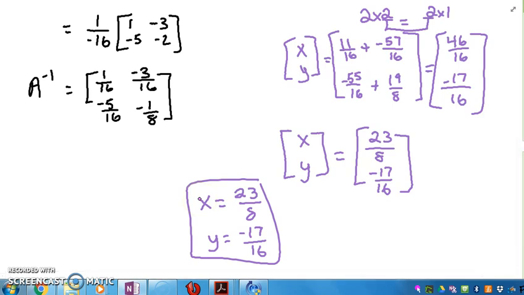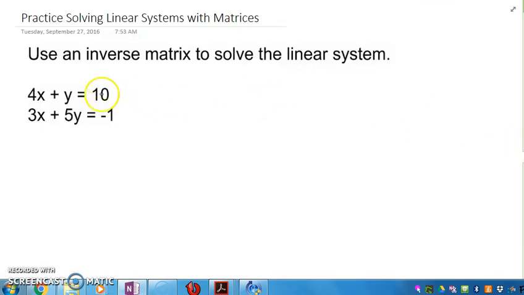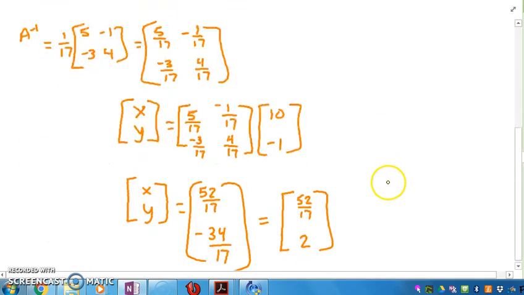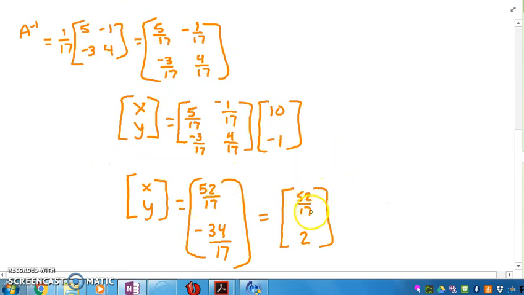Okay, so X is equal to 23 over 8, and Y is equal to -17 over 16. So now, why don't you try this problem on your own? Here you should find the answers to that problem, and you can see that X is equal to 52 over 17, and Y is equal to 2.